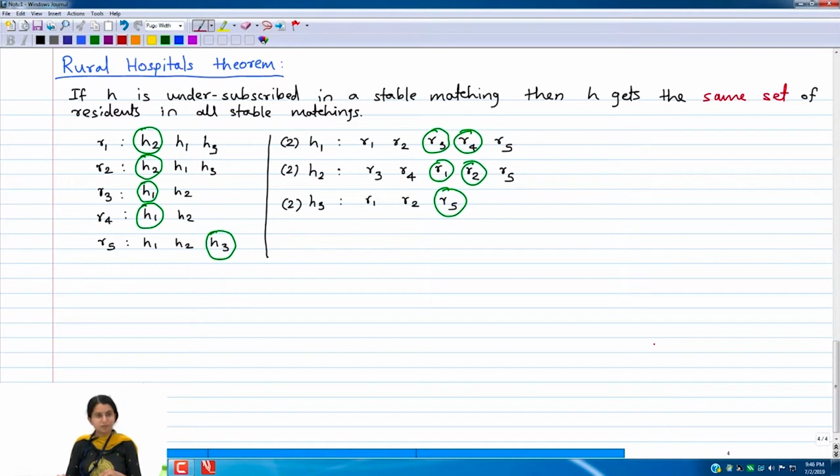Yes. Sorry, I did not say it explicitly, but when R5 proposes to H1, H1 already has better residents, that is R3 and R4, so H1 will not accept R5. And even when R5 proposes to H2, the same thing will happen: H2 has already better residents than R5, so H2 is going to reject. And finally, when R5 goes to H3, H3 has nobody, so H3 accepts.